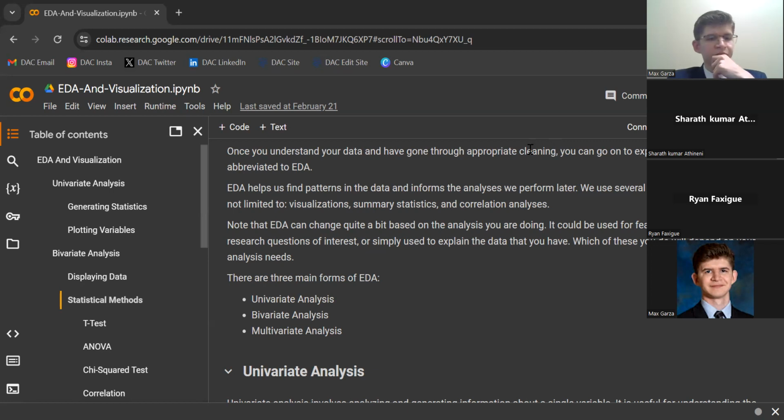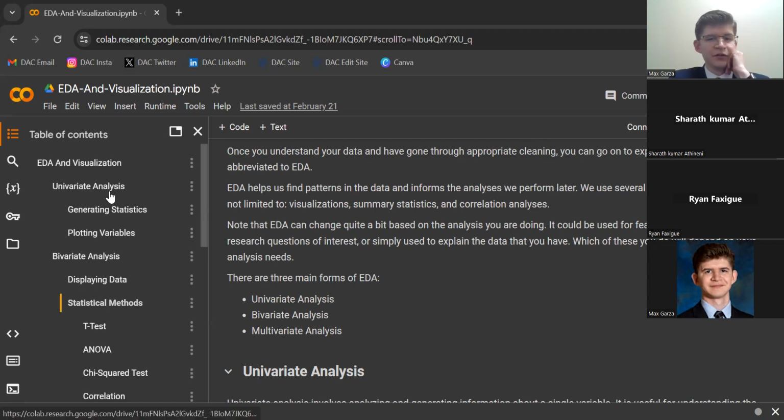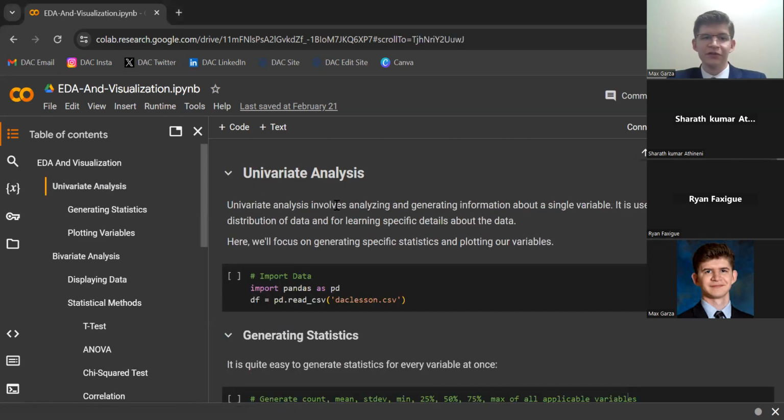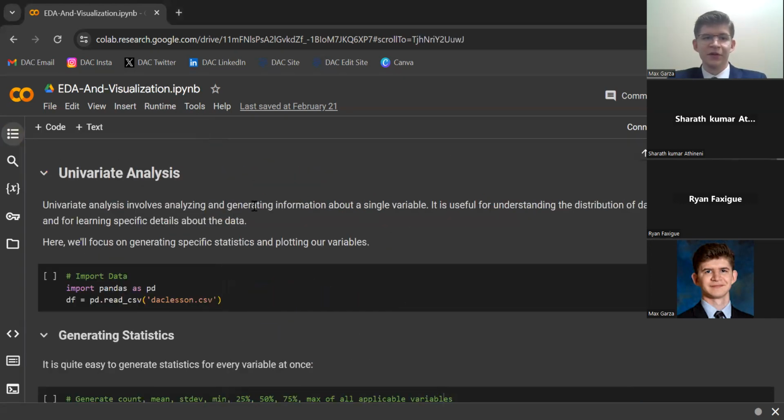Okay. So let's talk a little bit about each of these different types of analysis, just so we have a general understanding of what they are, and then move into specific techniques that you can use. The first one we're going to look at is univariate analysis. Univariate is pretty much a fancy way of saying that you're analyzing a single variable. It can be used to understand distributions and to learn more specific things about the data itself so that you understand the structure of your data a little bit better.